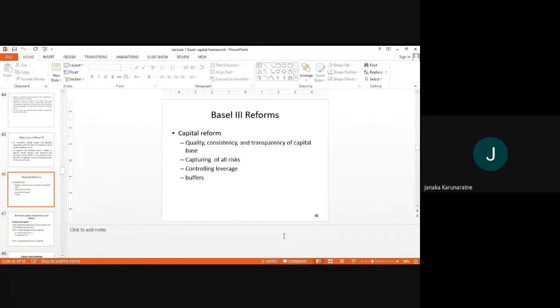So in the Basel III reforms, you can see, no? Yes, sir.